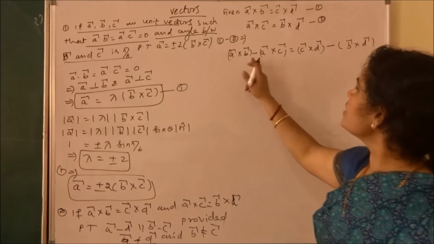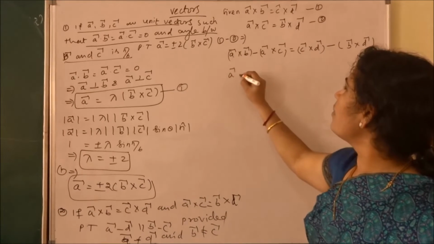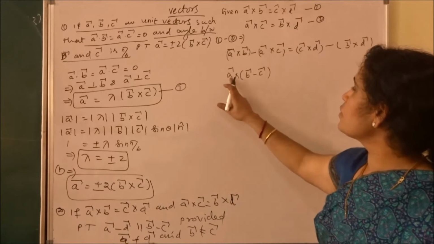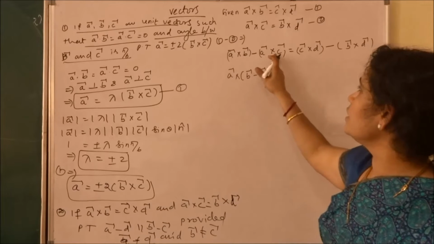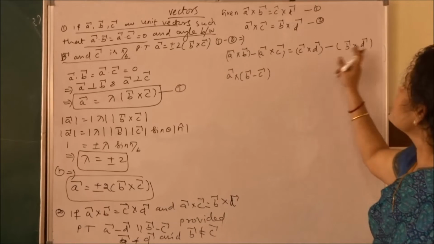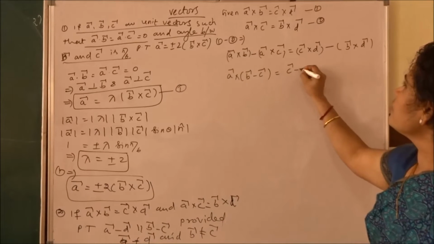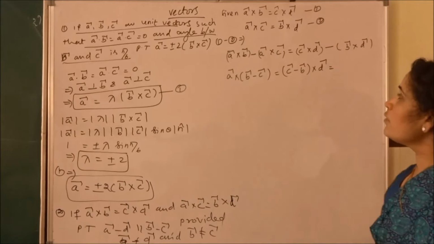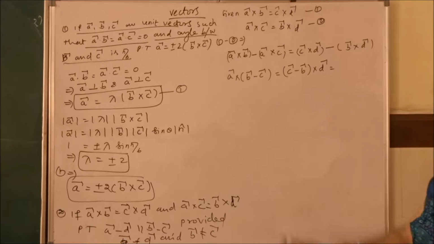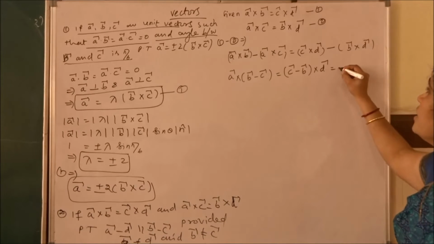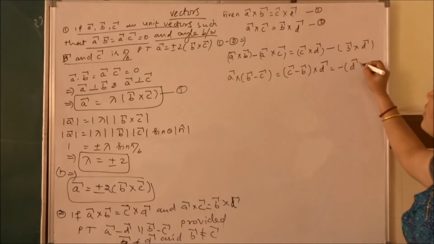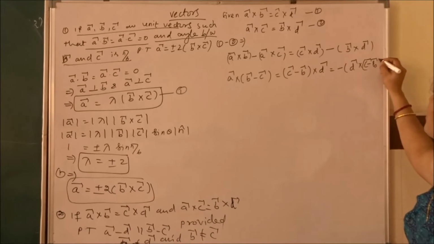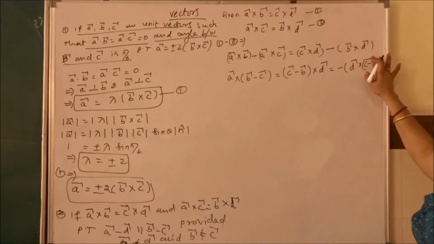Clear? Now if I take A vector common, I can write A cross B minus A cross C, you will get back the result. And here D vector is common, so C vector minus B vector cross D vector. Now if I interchange the cross product, the sign will be changed. So I can write D vector cross C vector minus B vector. Okay, fine. C vector minus B vector.